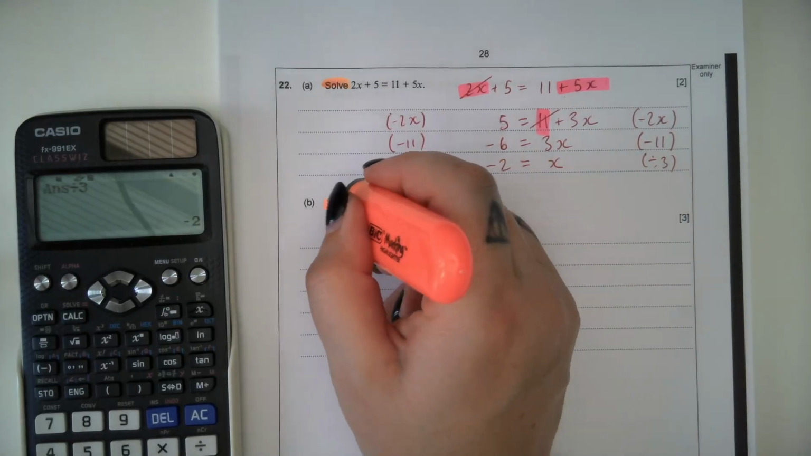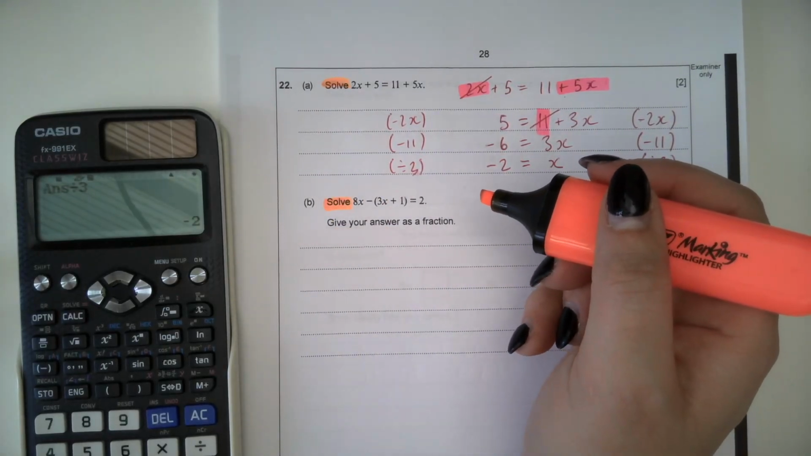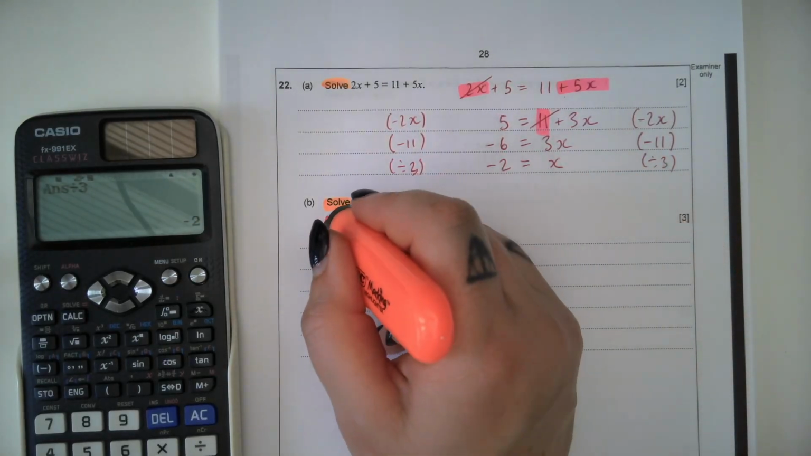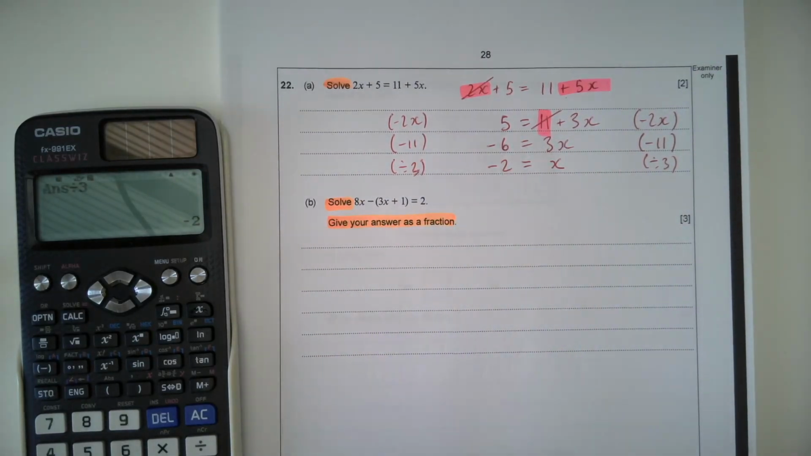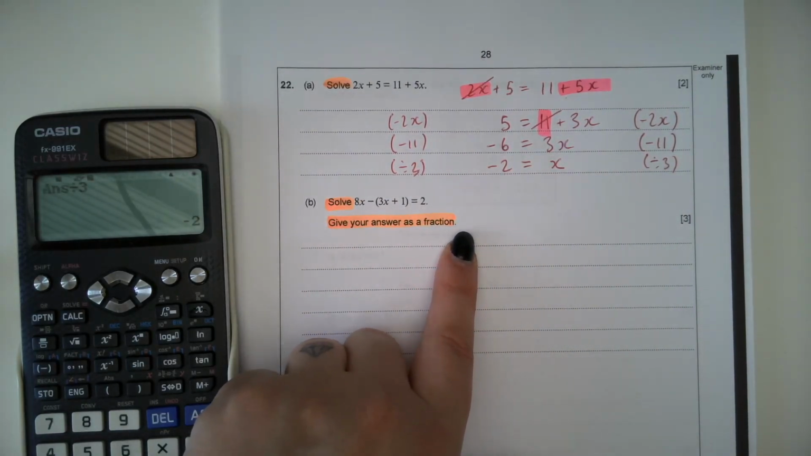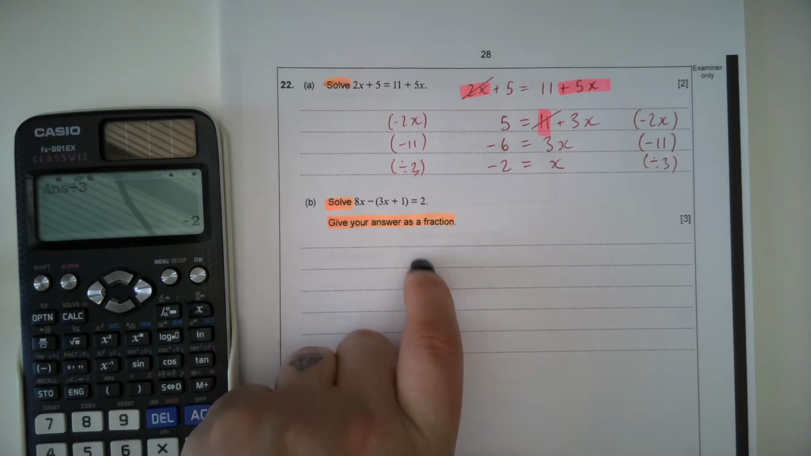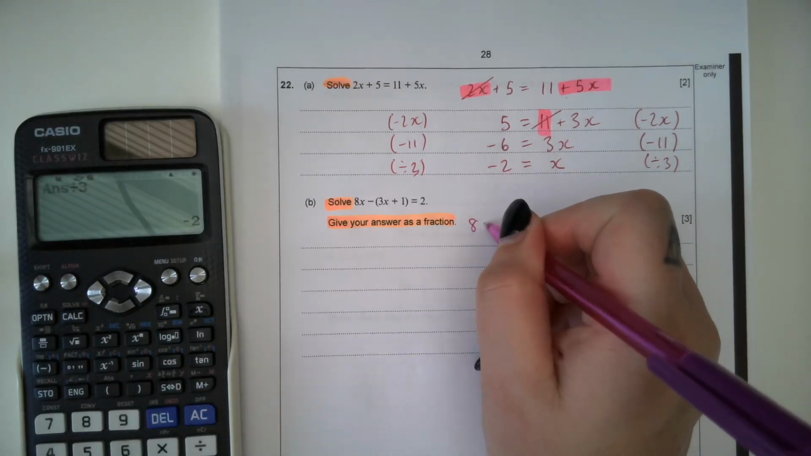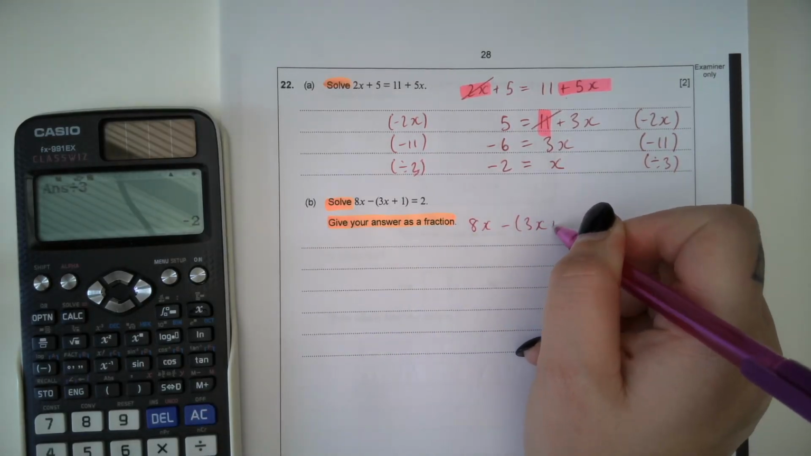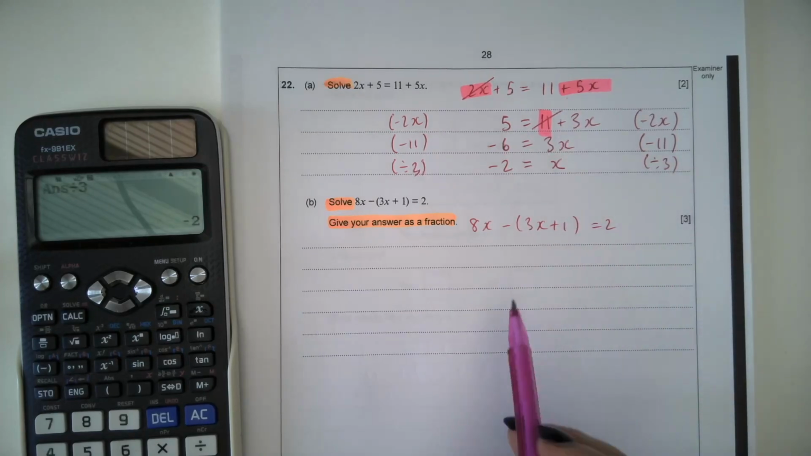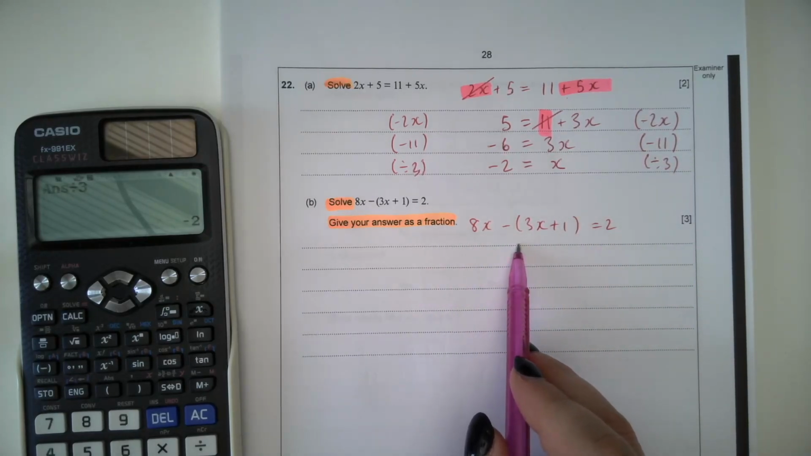Part B. Solve 8x subtract, 3x add 1, all in a bracket, equals 2. Give your answer as a fraction. So this is the important part here, guys. We've got to leave our answer as a fraction because they've asked for it specifically. So we have 8x subtract (3x add 1) equals 2. So I'm going to simplify the left-hand side.